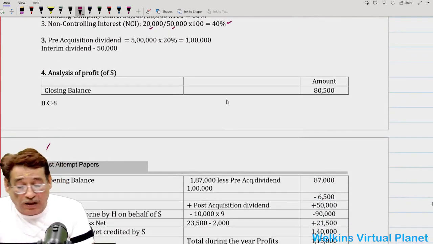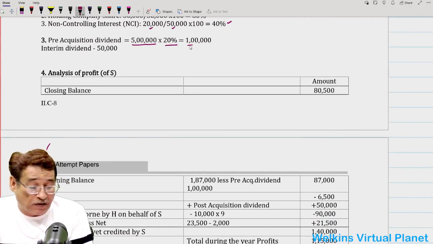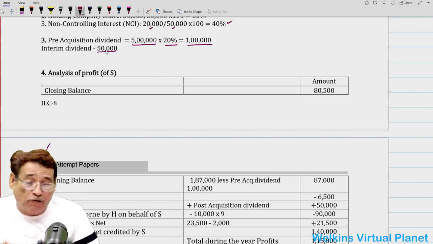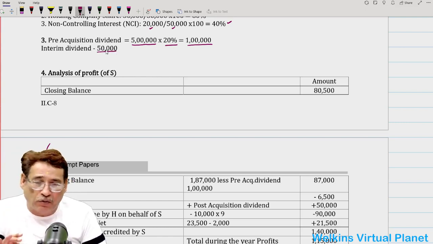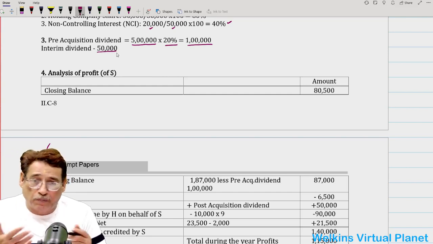As I told you, in this question, there is pre-acquisition dividend. 5 lakh is the share capital of the subsidiary company. 20% is the pre-acquisition dividend, which they paid for last year. And interim dividend will be equal to 50,000. That is 5 lakh into 20% into 6/12. In this case, interim dividend means post-acquisition dividend.